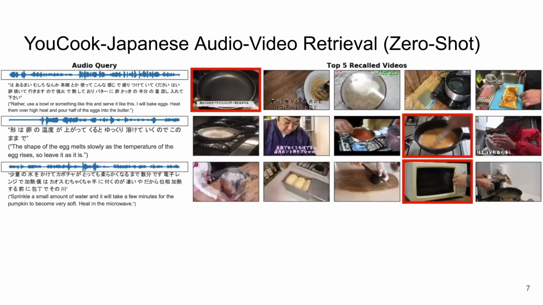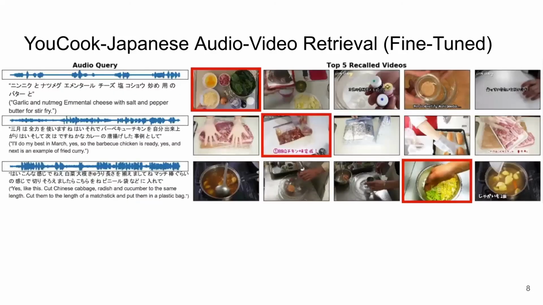We show the audio, Japanese text transcripts from an automatic speech recognition system, and the English translation. Even though the model has been trained only on English videos, it can still perform retrieval surprisingly well using natural sounds, such as sizzling and microwave beeps. When we fine-tune the model on the Japanese cooking videos, the retrieval performance improves. We can see that the model can handle more complex audio queries in Japanese and retrieve video clips with specific ingredients mentioned in the queries, like cheese, chicken, and cabbage.